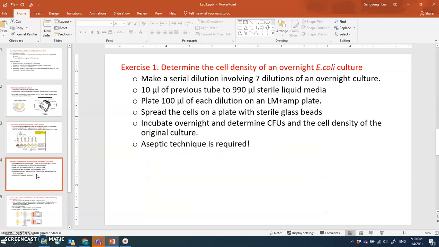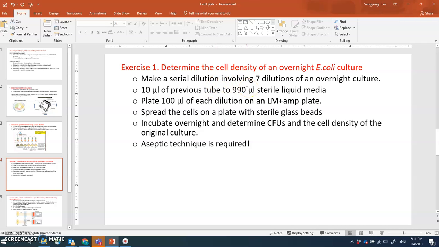Another way of doing that is, okay, but before that, exercise 1 is on the serial dilution method. We are giving you an overnight E. coli culture that's in liquid medium. I want you to make serial dilutions, involving about 7 dilutions. Take 10 microliter of the overnight culture and mix that with 990 microliter of liquid medium. If you combine the two, it's 1000, right? 10 over 1000, that's a 1 to 100 dilution, right?